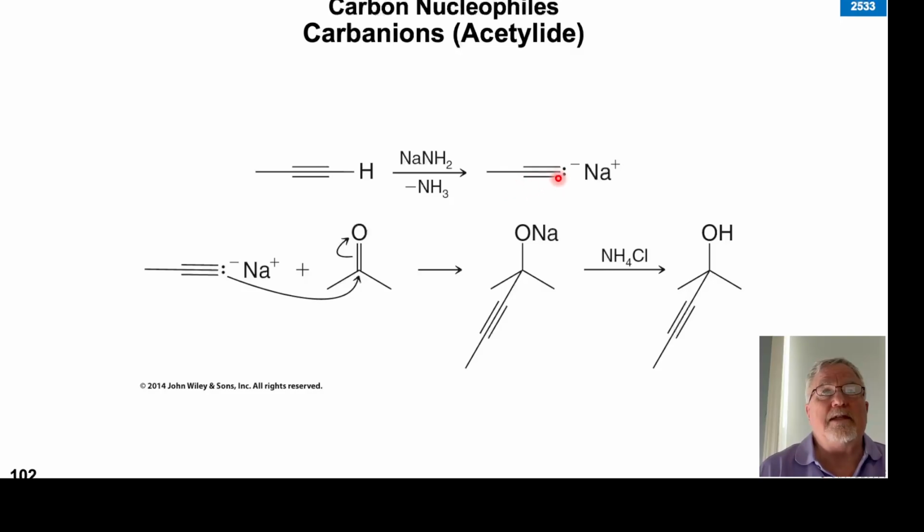Okay, so this particular anion is a good nucleophile, and it can react with a carbon of something like acetone because it's electrophilic, and we form a carbon-carbon bond. We have the sodium salt, and we can just work it up with a mild acid. In this case, we're going to use ammonium chloride to protonate that oxygen and get our final product, and there's the carbon-carbon bond we formed.